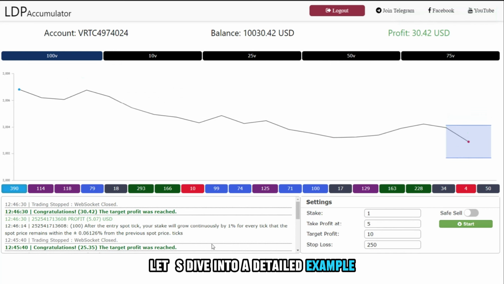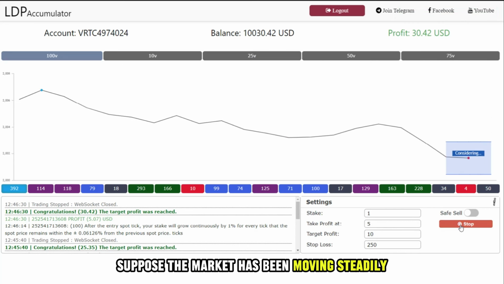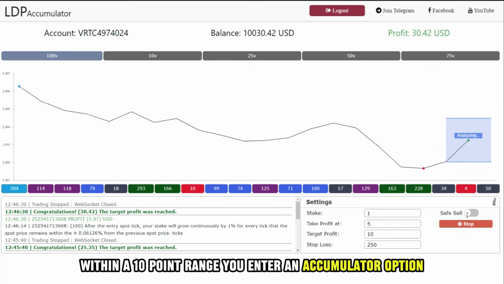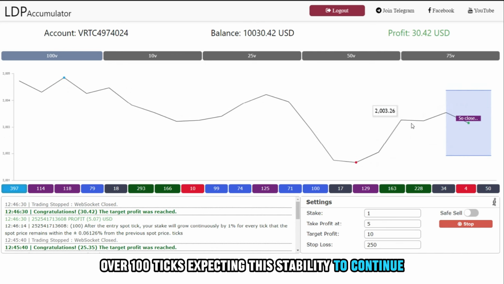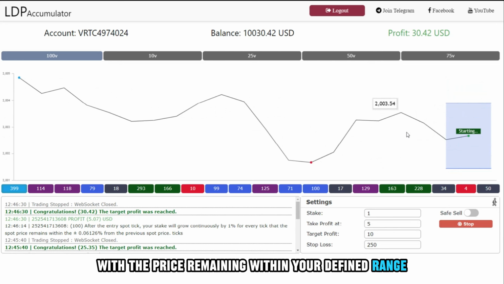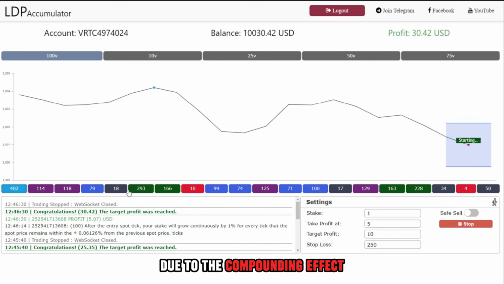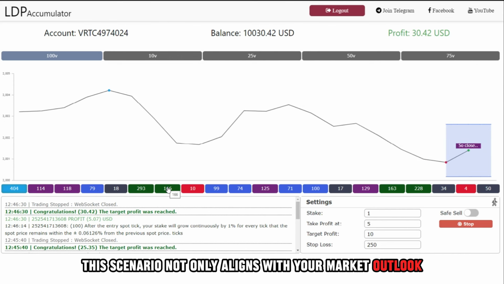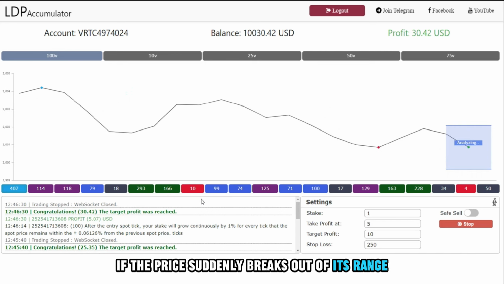Let's dive into a detailed example to illustrate how this works in practice. Suppose the market has been moving steadily within a 10-point range. You enter an accumulator option with a growth rate of 3% per tick over 100 ticks, expecting this stability to continue. As each tick passes with the price remaining within your defined range, your potential payout grows exponentially due to the compounding effect. This scenario not only aligns with your market outlook, but also limits your risk to your initial capital if the price suddenly breaks out of its range.